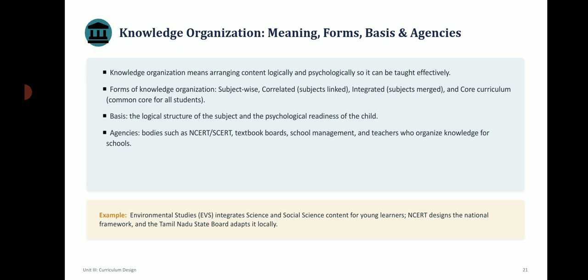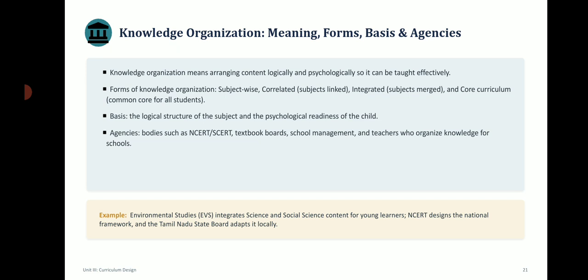Next, concrete operational stage, 7 to 11. Formal operational stage, 11 to 15. Again, sensory motor, birth to 2 years. Pre-operational stage, 2 to 7. Concrete operational, 7 to 11. Formal operational, 11 to 15. These are the four. Finally, modular organization, that is arrangement of material or contents in modules.